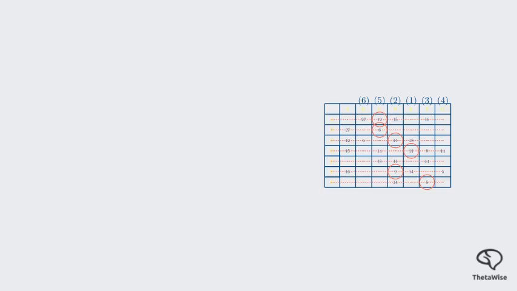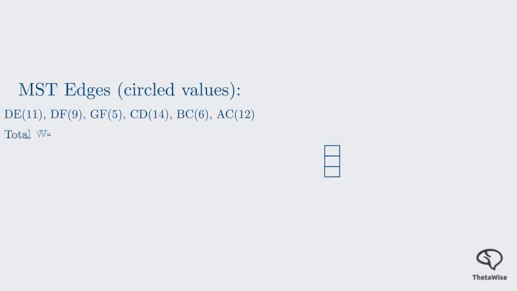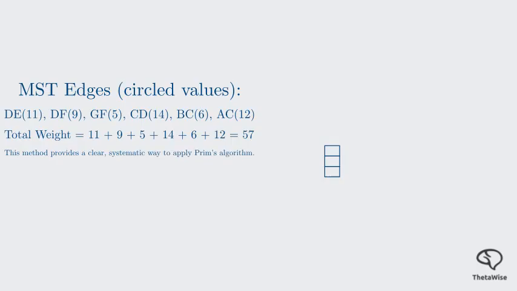We circle it and choose A. All rows are deleted. The circled entries represent the edges of our MST: D11, DF9, GF5, CD14, BC6, and AC12. The sum of their weights is 57, exactly the same result we got visually. This method provides a clear, systematic way to apply Prim's algorithm.